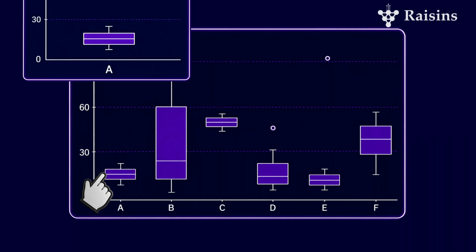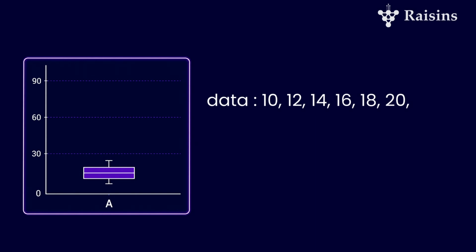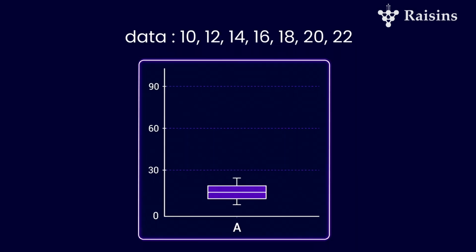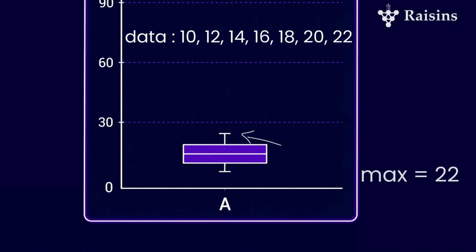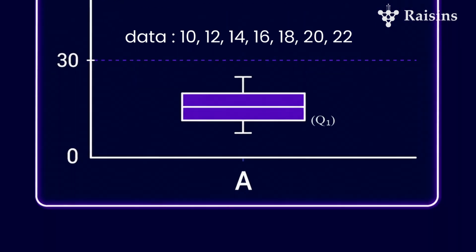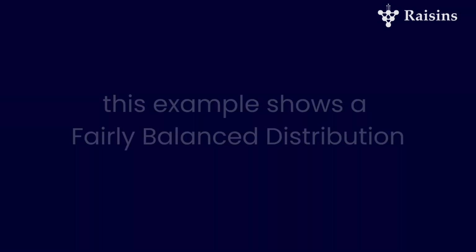Consider the data set 10, 12, 14, 16, 18, 20 and 22. Here, the minimum value is 10 and the maximum is 22. The first quartile or Q1 is 12, the median is 16 and the third quartile Q3 is 20. In the box plot, the box extends from Q1 to Q3, that is 12 to 20. This example shows a fairly balanced distribution.